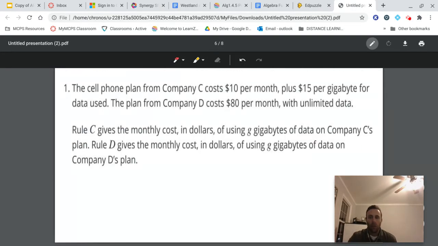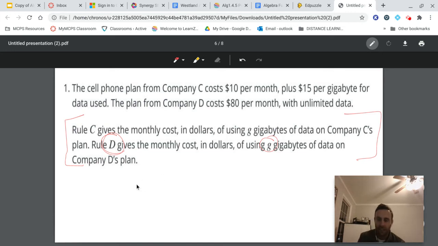So what we want you to do right now is write two equations for these two situations: cell phone company C and company D. Go ahead and read this before you pause it, and then do it yourself, and then I'm going to give you the answer. Rule C gives the monthly cost in dollars of using G gigabytes of data on company C's plan. Rule D gives the monthly cost. So basically the cost is a function of the gigabytes of data. We're using G as the input, and D is the dollars that you get.